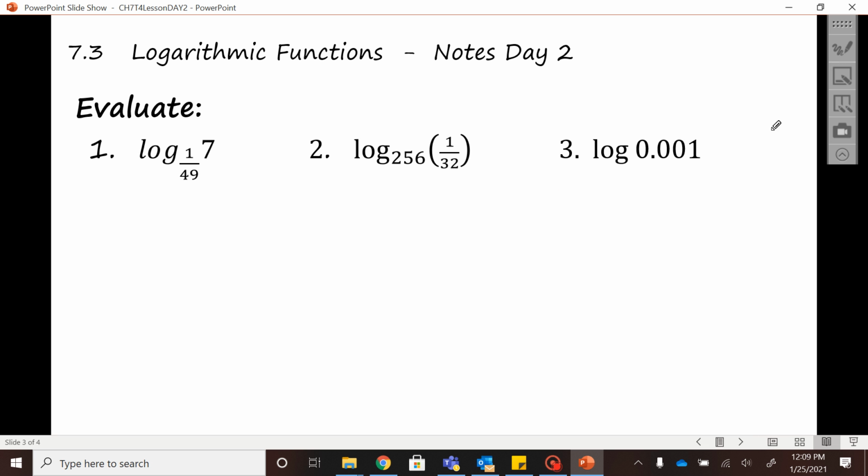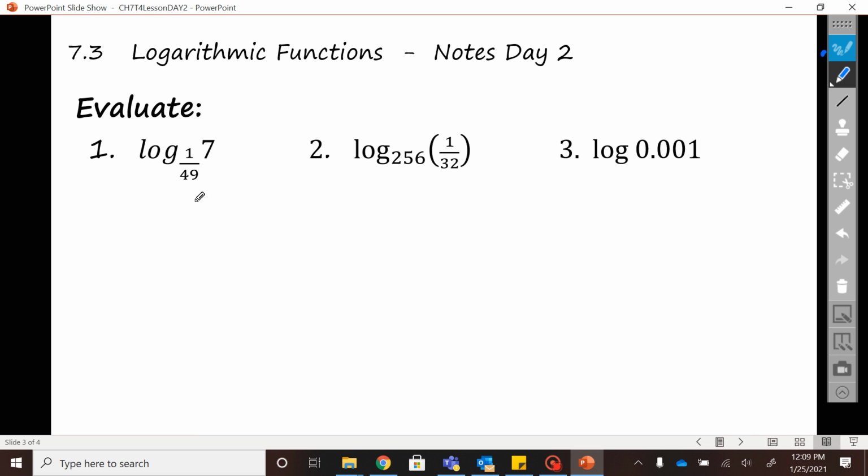All right, and now we have to evaluate. All right, so let's take a look at this. Number 1. So remember, we're going to basically set up an equation that will help us solve this. So we're just going to say log base 1 over 49 of 7 equals x. So that would mean 1 over 49 to the x power equals 7.